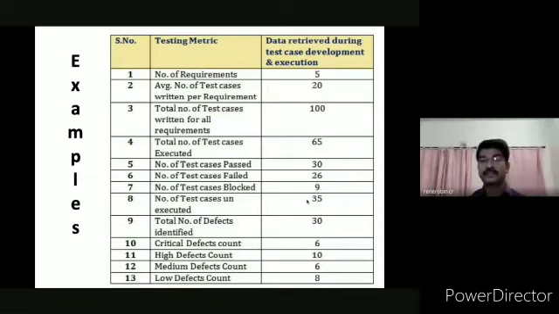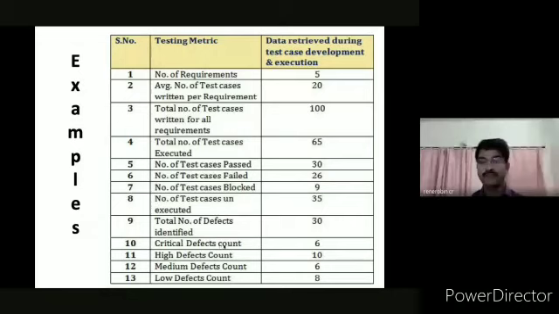Total number of test cases executed are 65. So the number of test cases unexecuted is 35. Among the 65 test cases I have executed, I have identified 30 defects. So total number of defects identified is 30.